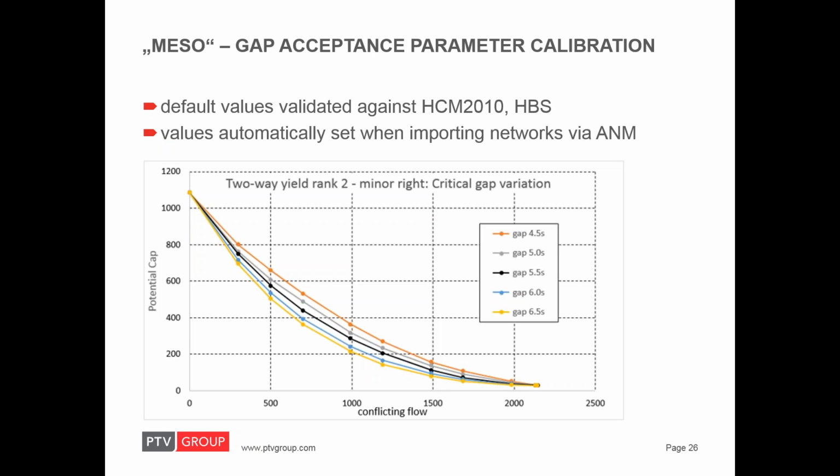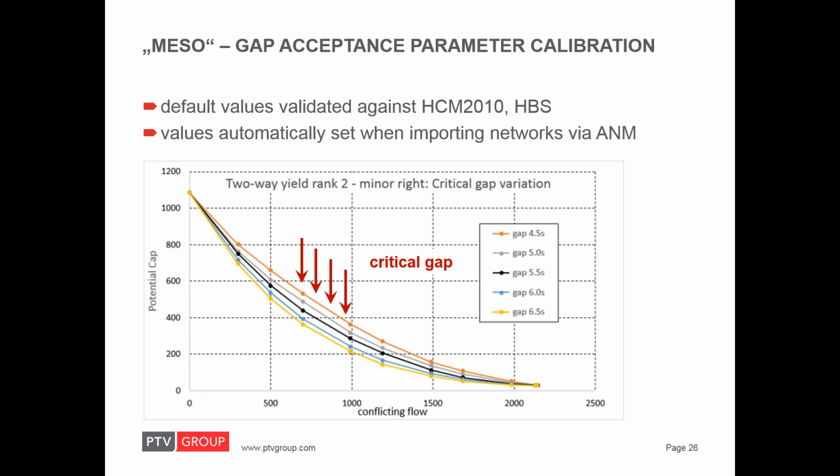The graph shows on the y-axis the potential capacity of the minor stream, and on the x-axis the conflicting flow of the major traffic stream. So how do the parameters affect the curve now? First, the follow-up time gap. It determines the intersection point with the y-axis. As we have said before, the saturation flow when there is no traffic on the major road.